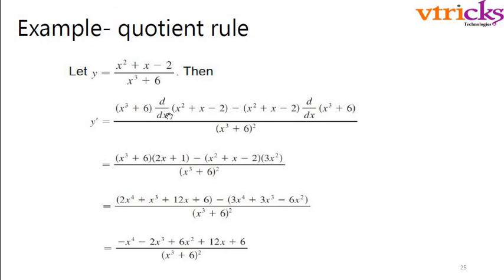Now look at it. Here we are using the sum rule. This function is a sum and difference of three functions. So for x square, the derivative is 2x. For x, the derivative is 1. And 2 being a constant, the derivative is 0. The next one, we get x square plus x minus 2. And the derivative of x cube is 3x square. Recall x to the power n, derivative n x to the power n minus 1. So n is 3, x to the power 3 minus 1, that is 2. And again the differential of a constant is 0.